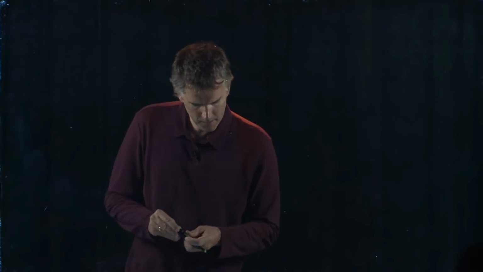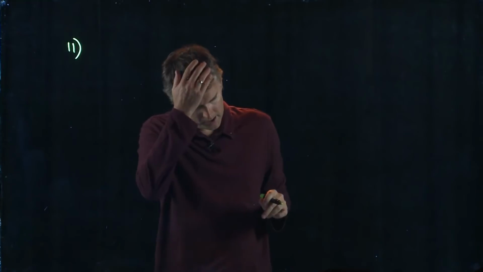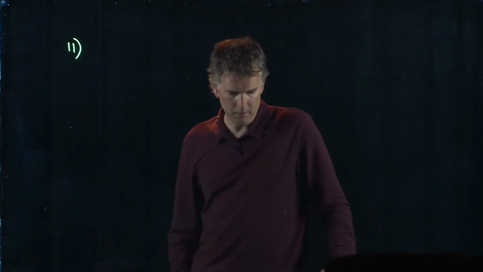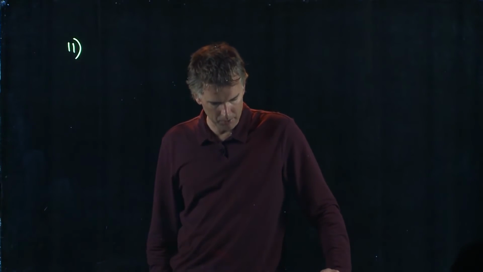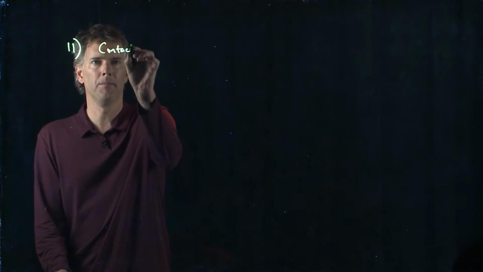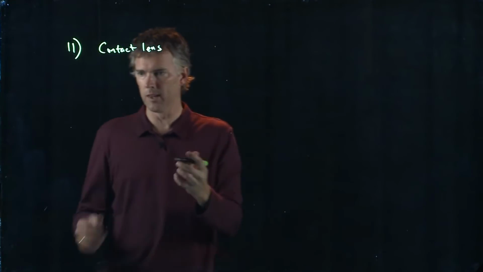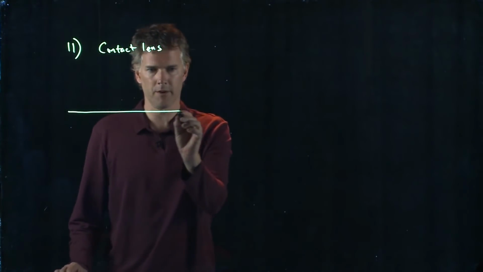Let's take a look at the next one, number 11. And this is the problem with Alice being farsighted, and she can't see objects that are closer to her eye than 80 centimeters. What is the refractive power of the contact lenses that will enable her to comfortably see objects at a distance of 25 centimeters from her eye? Okay, so this is a contact lens problem. And remember, a contact lens is just another lens that you put right in front of your eye.